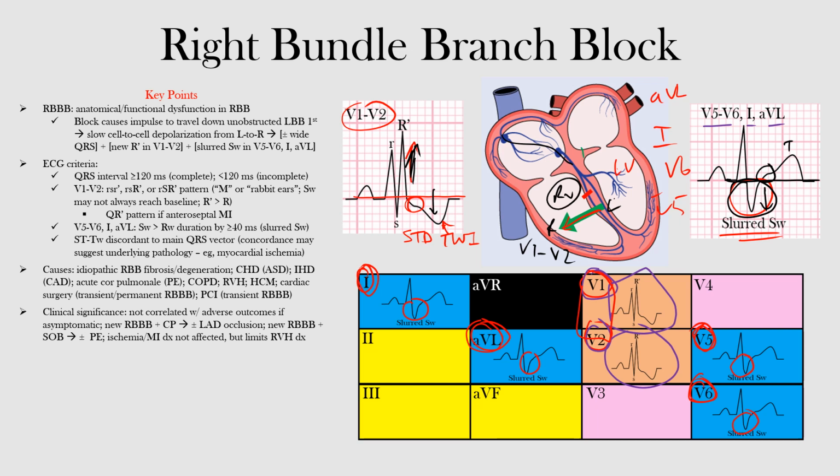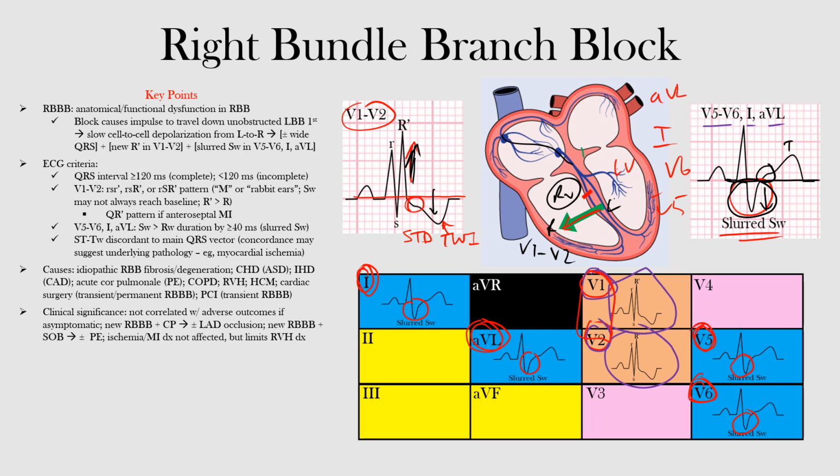Okay, let's end with looking at some causes and the clinical significance of right bundle branch block. So some causes include idiopathic right bundle branch fibrosis or degeneration, congenital heart disease such as atrial septal defect, ischemic heart disease secondary to coronary artery disease, acute cor pulmonale such as in the setting of acute pulmonary embolism, COPD, right ventricular hypertrophy from the stretching, and as the right ventricle gets bigger it could affect and damage that right bundle branch. Cardiac surgery is a cause which can cause transient or even permanent right bundle branch block, and percutaneous coronary intervention or PCI can cause transient right bundle branch block as well.